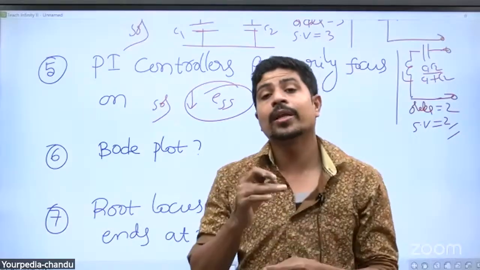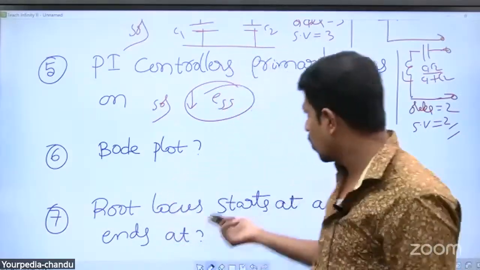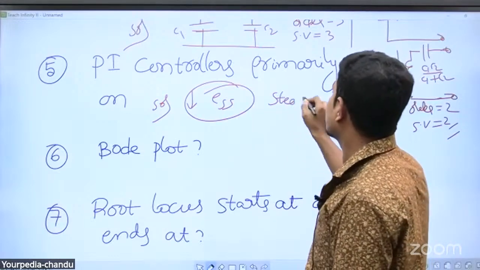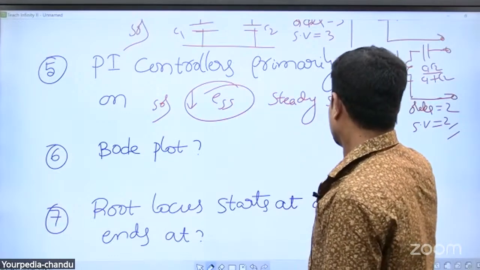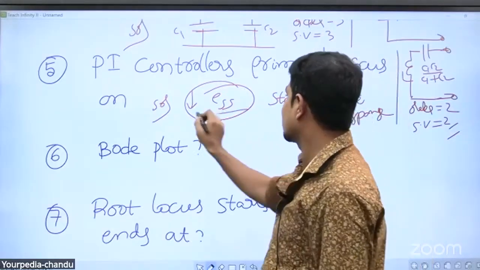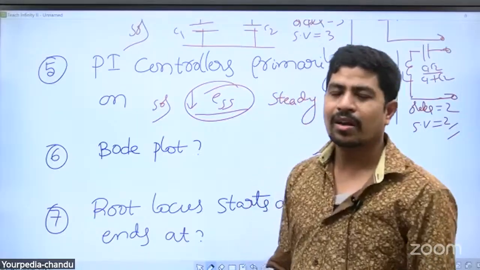PD controllers will improve the transient response. Right? So primarily focus on PI controller, steady state response. Steady state response, right? And they're going to reduce the steady state error. Yes. Next question is on Bode plot.